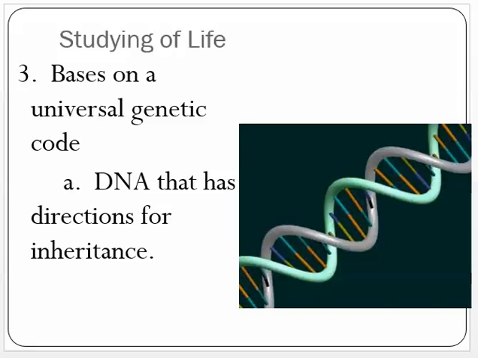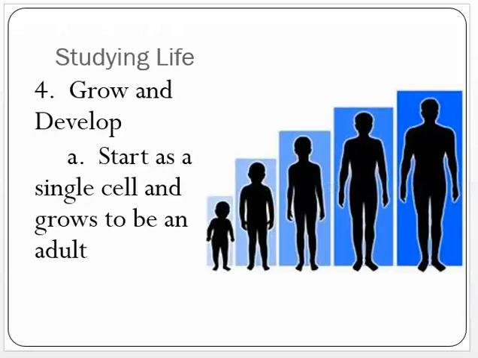A third characteristic of living things is that we all have a universal genetic code. Most of us have heard of DNA. DNA has all the directions that you need for your own characteristics, as well as you'll be passing some of that DNA on to your children someday. But all living things have this DNA, and we'll get more into that when we get into genetics.